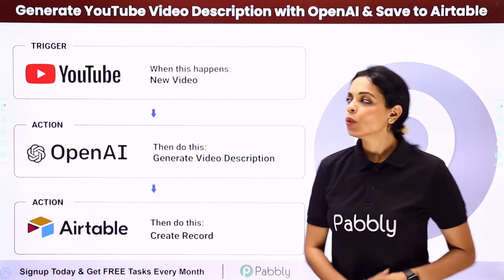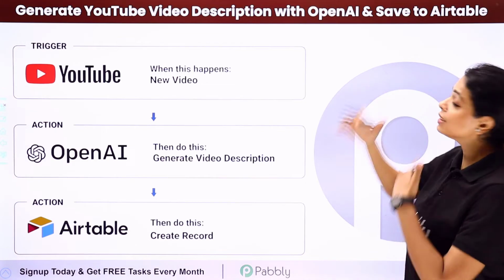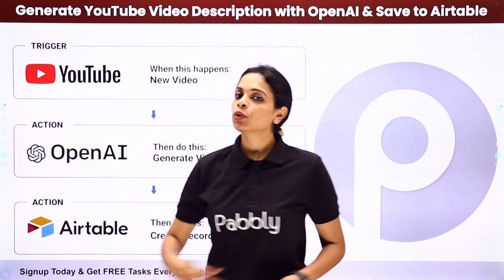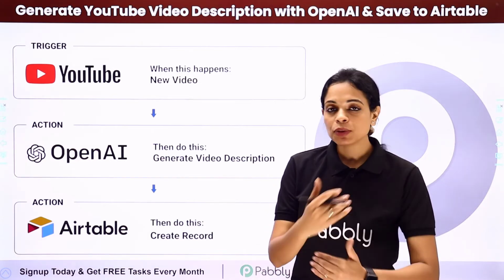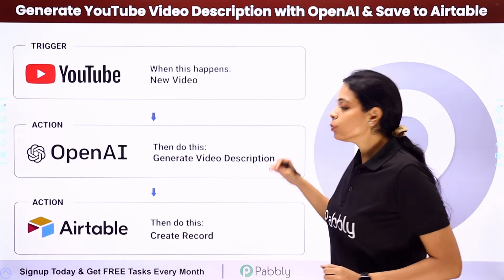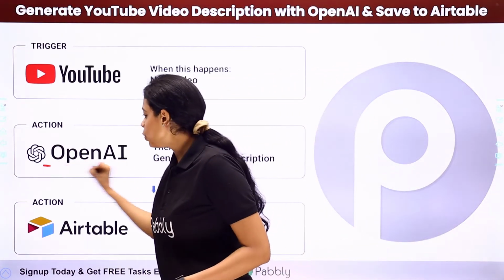In this video, we are going to see how to generate YouTube video description with OpenAI and save to Airtable. So let's say that you are using YouTube to upload some new videos. So every time you have uploaded a new video, you want some description or blog to be written according to the title of the video, which you can do through OpenAI.